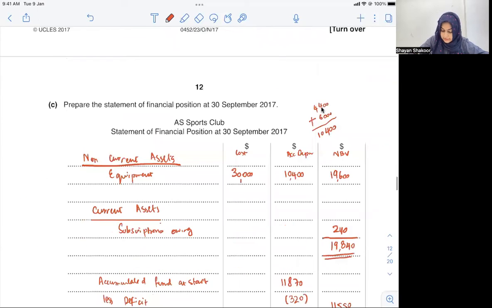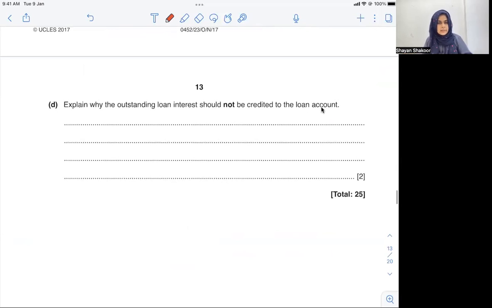The last part here is slightly theoretical. It is saying, explain why the outstanding loan interest should not be credited to the loan account. So loan is like a long-term liability. So we say it's a non-current liability, and the loan itself is a capital receipt. So whenever we are receiving a loan, it's written in the statement of financial position, and it's a separate account. It's a liability account.